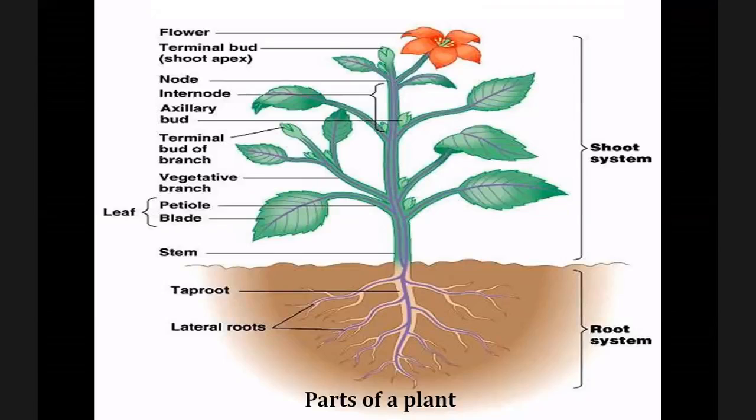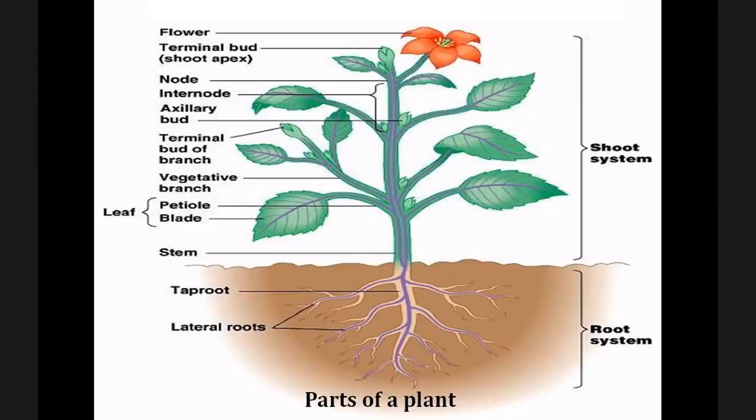Petiole is the stalk of the leaf. This stalk connects the leaf blade to the stem. Leaf blade means the broader part of the leaf, which we call the leaf blade or leaf lamina. So this is about the leaf.